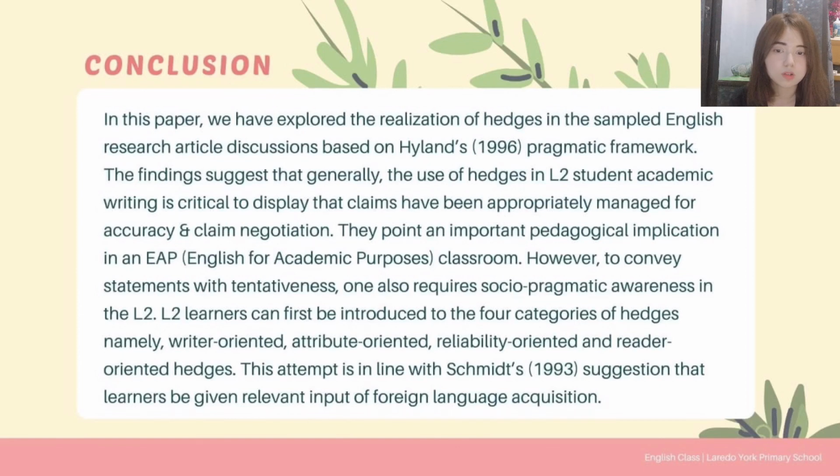A second language learner can be first introduced to the four categories of hedges, which are the writer-oriented, attribute-oriented, reliability-oriented, and reader-oriented hedges. This attempt is in line with Smith's study suggestion that learners be given relevant input of foreign language acquisition.